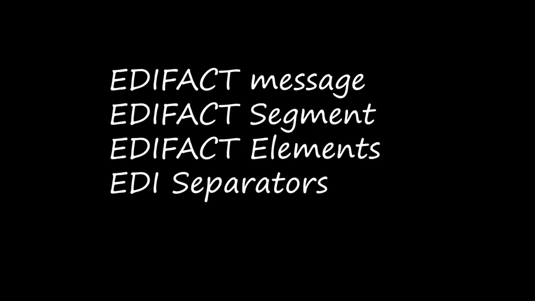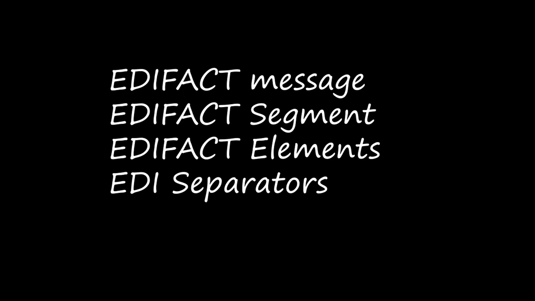And the next one is about EDIFACT and EDI elements: EDIFACT segments, EDIFACT elements, and EDIFACT separators. Okay, we know what is EDI. EDI is electronic data interchange, right? EDIFACT is electronic data interchange for administration, commerce, and transportation, right? This EDIFACT segment is a subset of a message. A segment is a 3-character alphanumeric code.